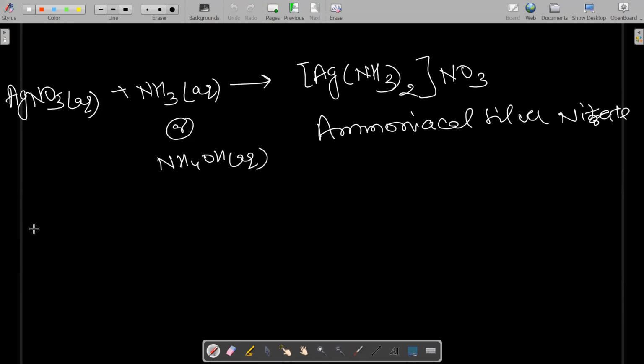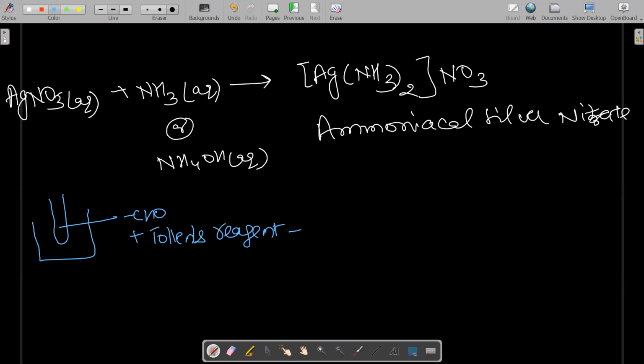Okay. And what is this reaction when you do it in the lab? Simply, you can do it in the lab. How to do it? In a test tube, you take aldehyde, CHO group, then add Tollen's reagent. You add Tollen's reagent, and a small amount of base is required. Ammonium hydroxide you can add.